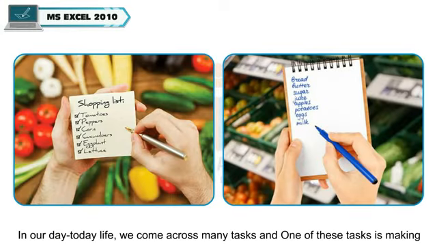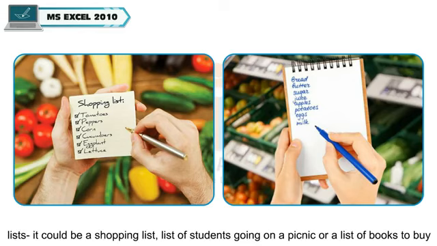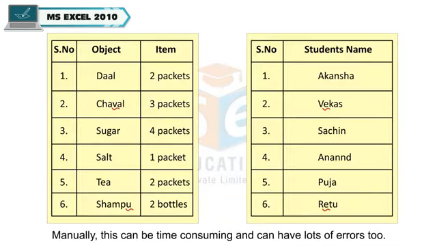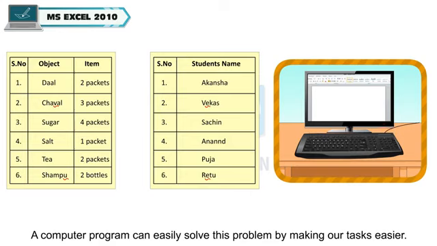In our day-to-day life, we come across many tasks, and one of these tasks is making lists. It could be a shopping list of students going on a picnic, or a list of books to buy and their prices. Manually, this can be time-consuming and can have lots of errors too. A computer program can easily solve this problem by making our tasks easier.